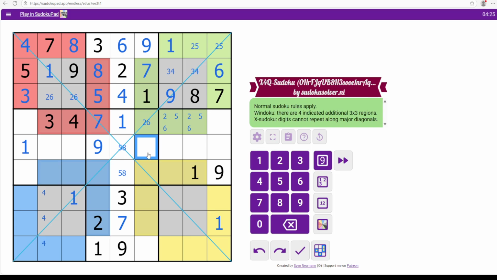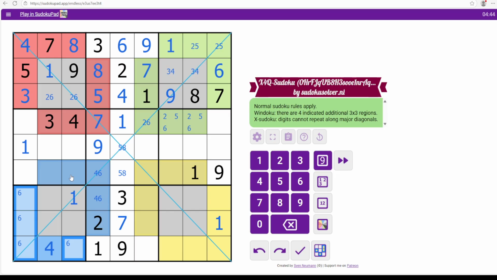We need a 4 here still. 4 is in one of those. That is a pair of 4 and 6. Which puts 4 in blue. So that one's a 4. 6 is also in blue, but I guess I can still mark those down.